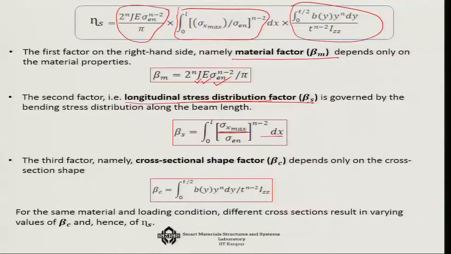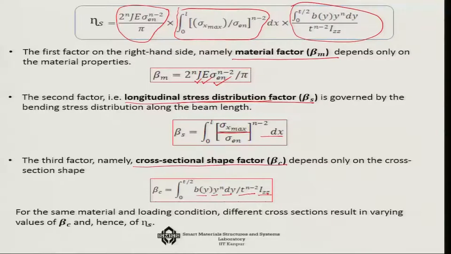And the third factor, if you look at it, is a cross sectional shape factor, and that talks about how this cross section is changing. So, you have integral of y to the power n dy over t to the power n minus 2 times Izz. So, clearly speaking, our loss factor has dependence on 3 factors now: material factor, longitudinal stress distribution factor and cross sectional shape factor, which we will be calling henceforth beta m, beta s and beta c. Now, let us look at how, for the same material and loading condition, different cross sections, that means beta c, will create a variation in eta s itself.